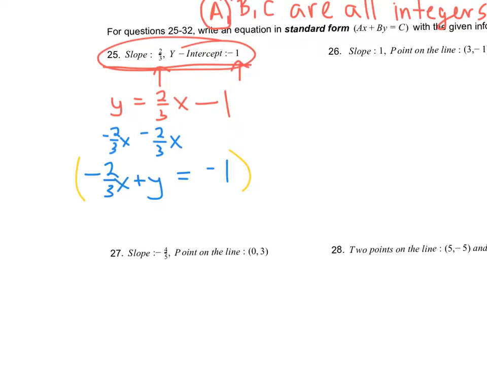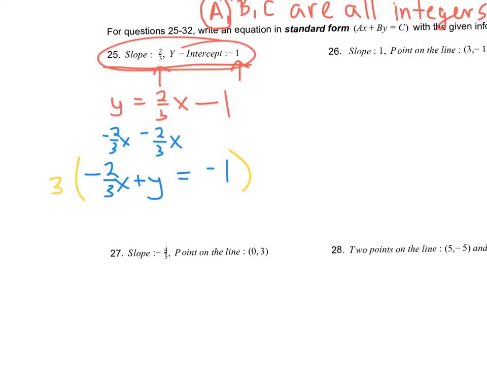I need all these numbers in front, the coefficients of the x term, the y term, and this constant, to be integers. Well, -1 is an integer, +1 is an integer, but -2/3 is a rational number. It's not an integer. So in order to do that, you want to multiply the entire equation by 3.